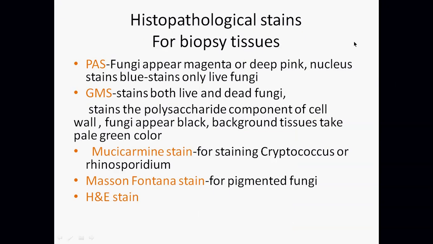Now coming to the different histopathological stains, which are usually used for biopsy tissue. The first one is PAS. Fungi appear magenta or deep pink in color, and the nucleus stains blue. This stains only live fungi, while for dead and live both we can use the GMS stain. GMS stains both live and dead fungi.